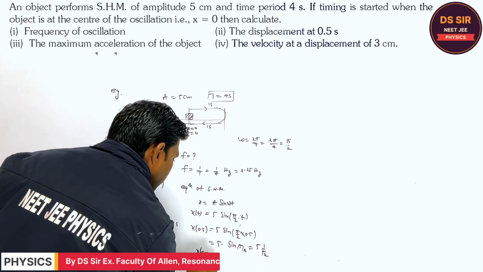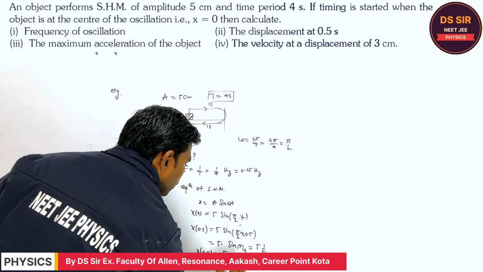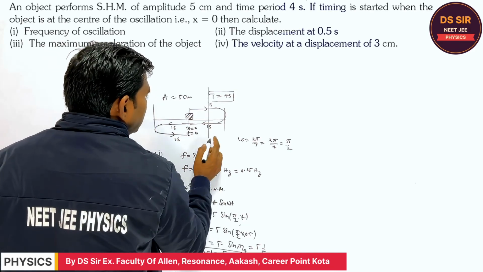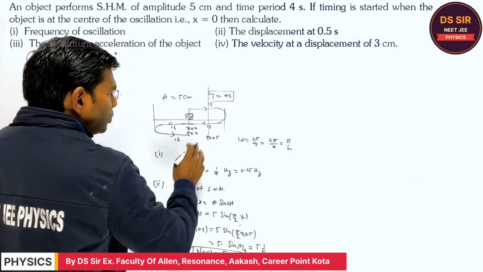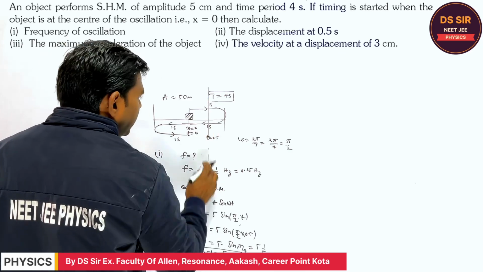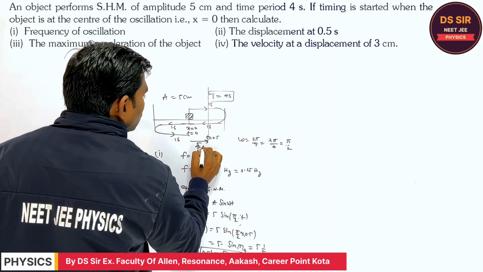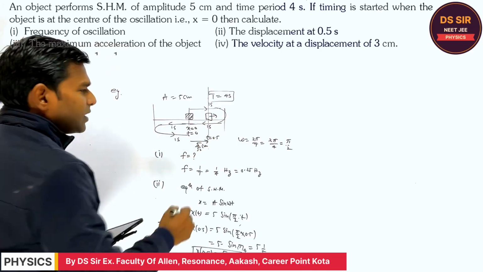So what is the displacement of the particle? 5 by root 2 centimeter from the mean position. It means at t is equal to 0.5 second, it is not in the mean. Rather, the displacement is 5 by root 2 centimeter. So the particle is over there at t is equal to 0.5 second.